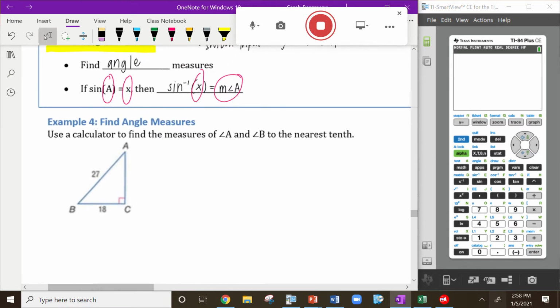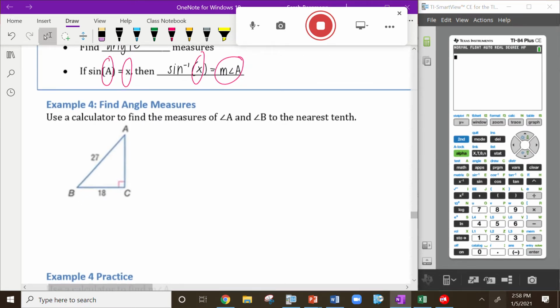Let me show you how this will be used in a practice problem. It says use a calculator to find the measures of angle A and B to the nearest tenth. What we will do is first choose whether we want to find angle A or B first. It does not matter which one you start with. I'll begin with angle A. I want to label my sides. Now think, SOHCAHTOA. Which one uses opposite and hypotenuse? That's sine.